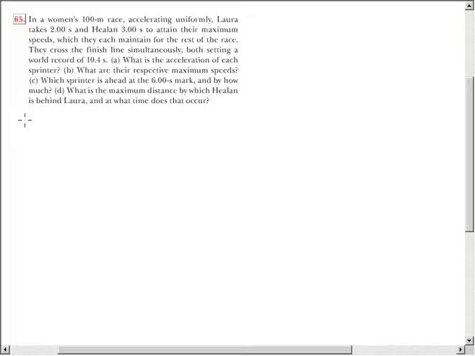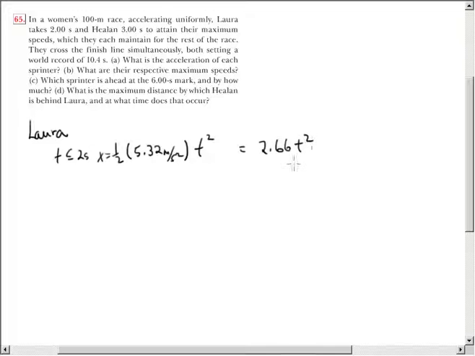For Laura, we have, for time less than or equal to 2 seconds, the position is given by 1/2 times 5.32 meters per second squared times the time in seconds squared, which is equal to 2.66 times the time squared.